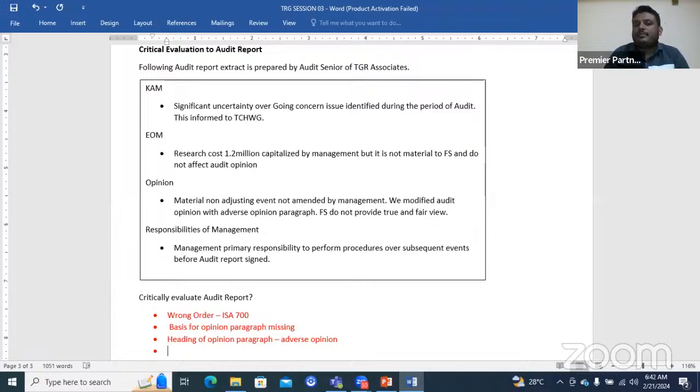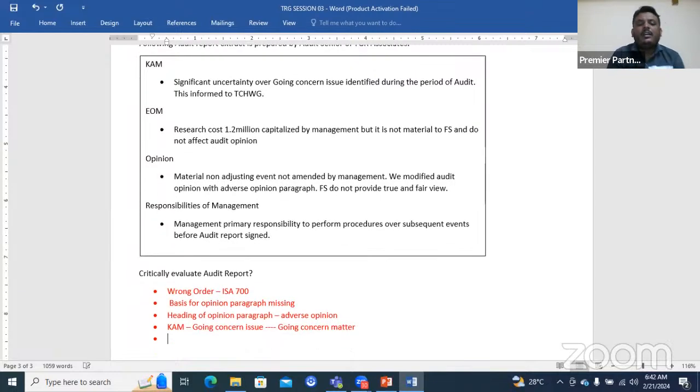Fourth one. Key audit matter. See, under key audit matter, what did they include? They included the going concern part. If there is any going concern issue that does not create a material misstatement to the financial statements, then it should be included where? Going concern matter paragraph. Where is it included? Under the key audit matter paragraph. That is not a suitable place to include it.